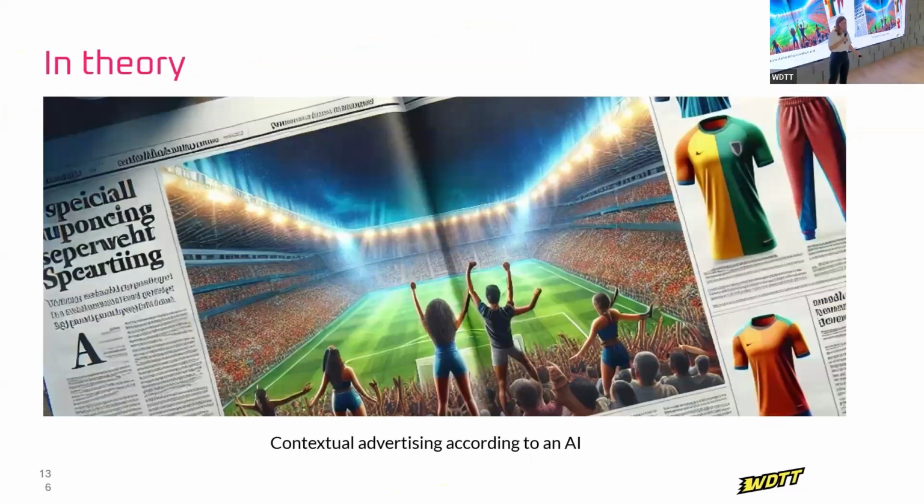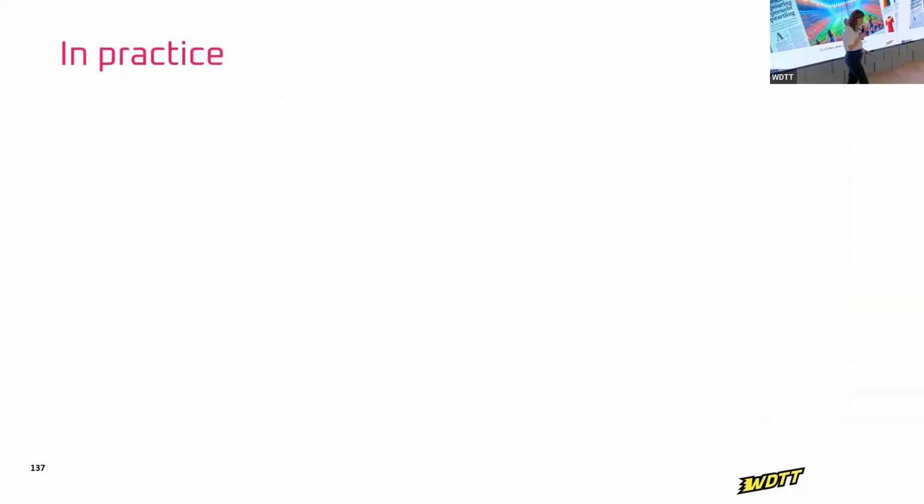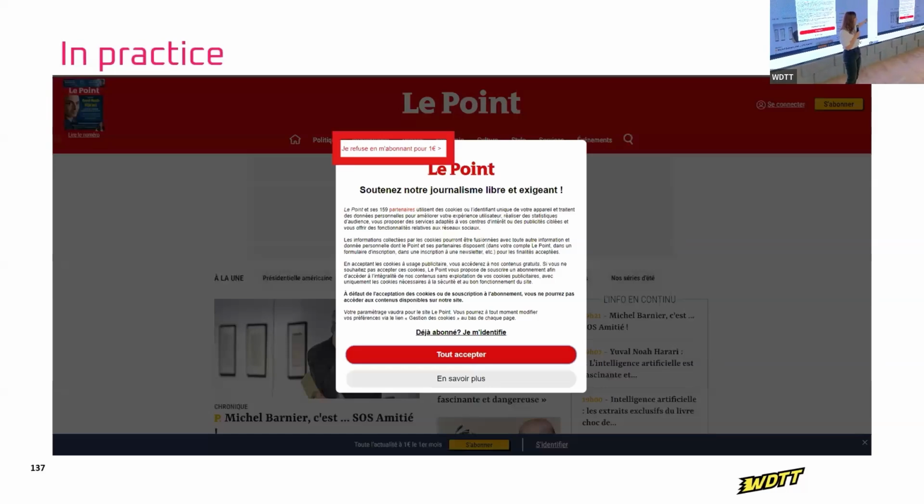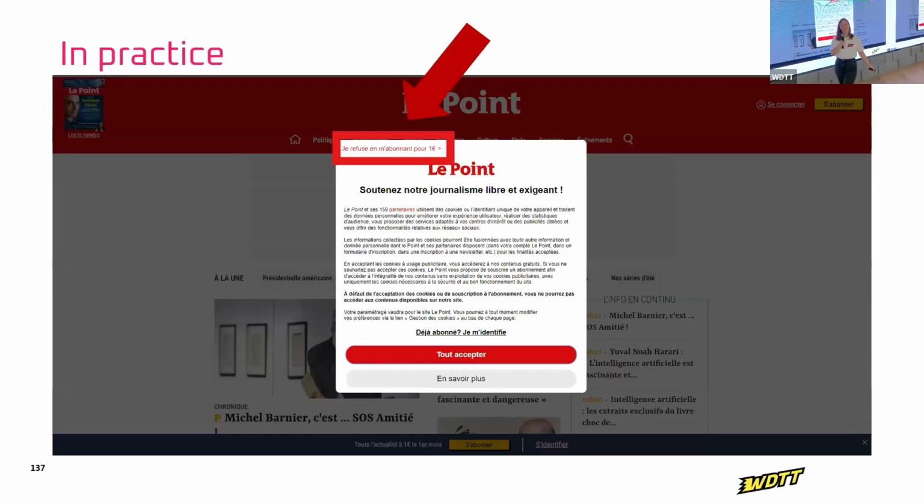For example, contextual. Imagine you are reading an article about sport. Maybe we can show an ad about sportswear. You might be interested because you love sports. But in practice, what will happen is this kind of thing. You will have a paywall, because usually it brings way less money to do contextual advertising than personalized advertising. So that's why a lot of websites will force you to decide between advertising cookies or paying a little subscription. And that's it for me.